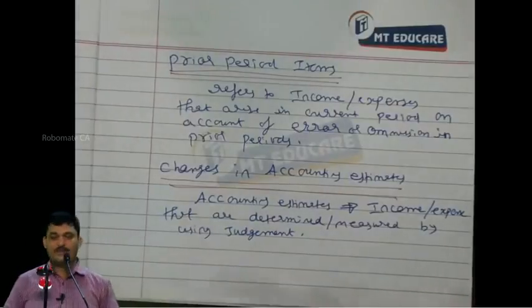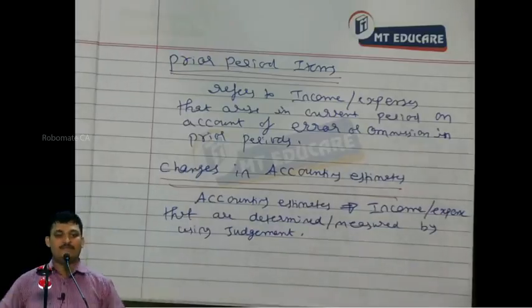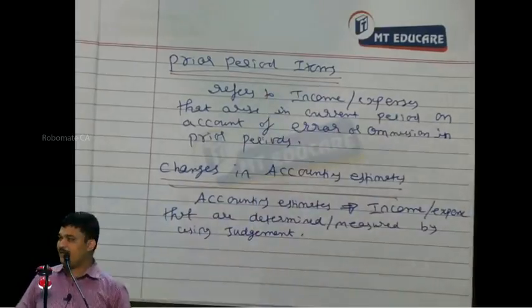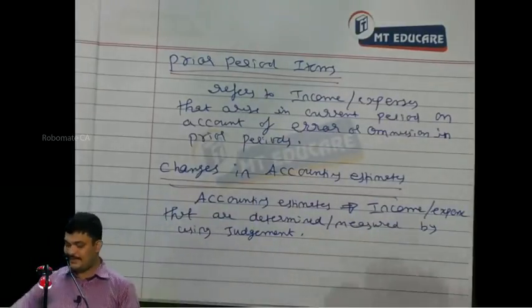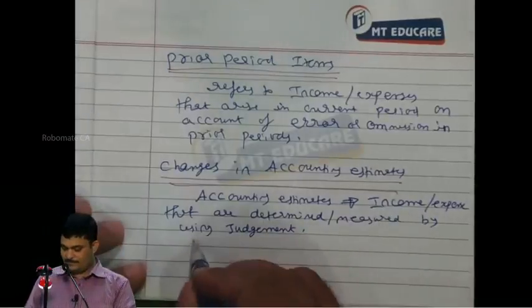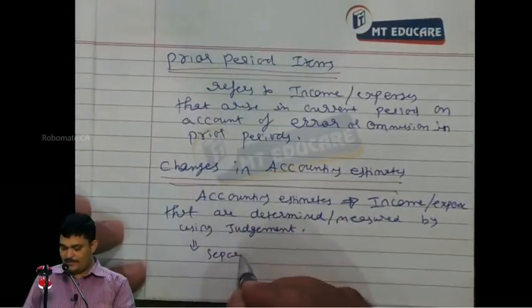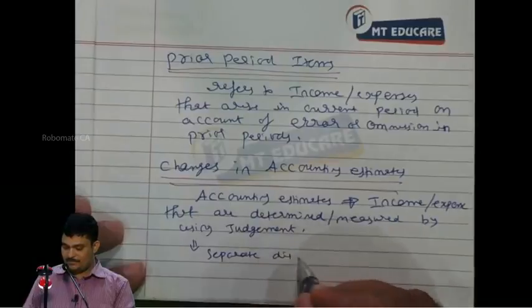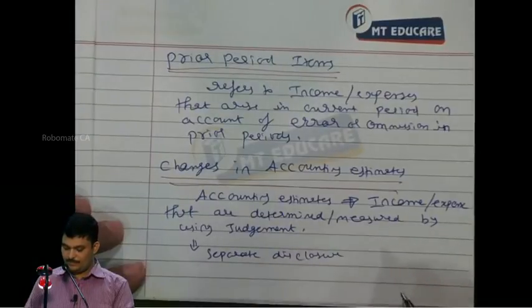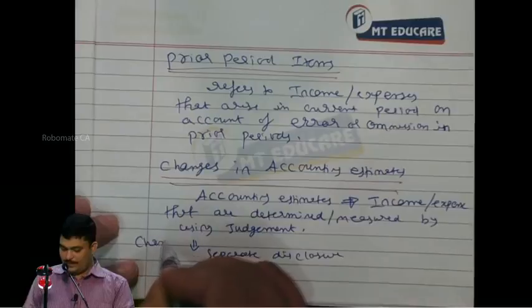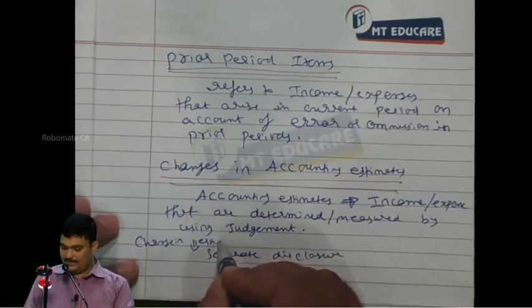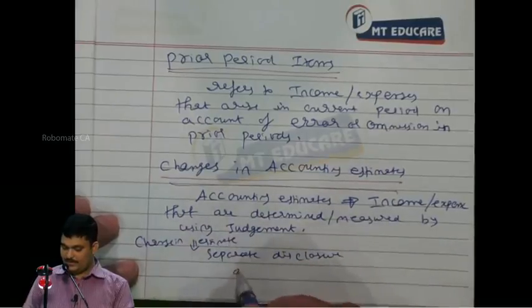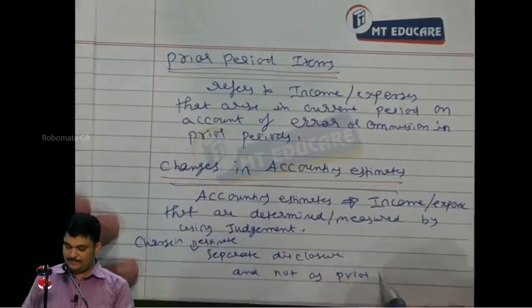Could you appreciate that? So thereby, what the standard says now is that any change in the accounting estimate has to be separately presented, not to be presented along with prior period item. Change in accounting estimate has to be separately presented. Separate disclosure. Change in estimate, separate disclosure, and not as prior period item.